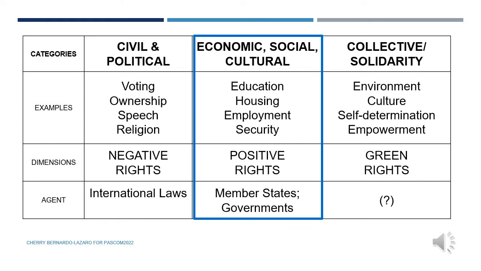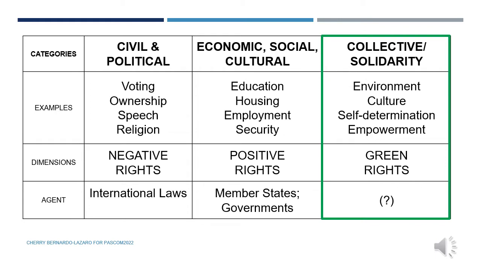The second category is the economic, social, and cultural rights, which include the right to education, shelter, employment, and security. These rights are sometimes referred to as positive rights, as different countries or member states or governments shall ensure that domestic laws and interventions are in place to ensure that these rights are realized.